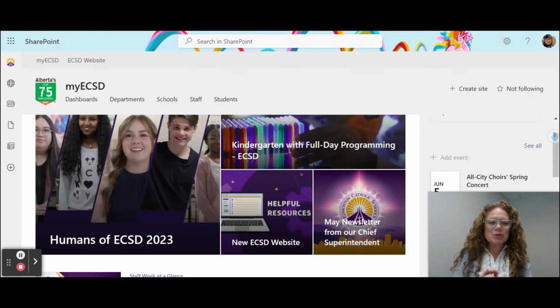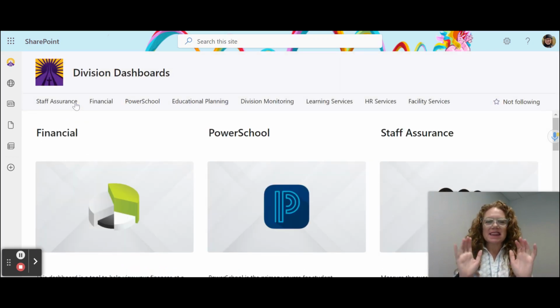All right. So we're super excited to be able to share with you the MAST dashboard. First thing first, though, is where is this dashboard even located? The place to find the MAST dashboard is right through the MyECSD SharePoint site. At the very top here, you will find a section that says dashboards. If we click on that section, this will take us to all of the dashboards that Tech Services has made available to teachers, administrators, schools, and the division as a whole.